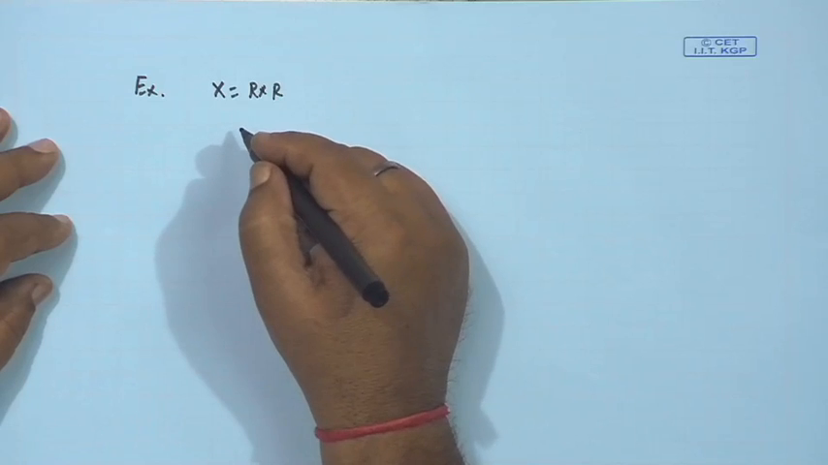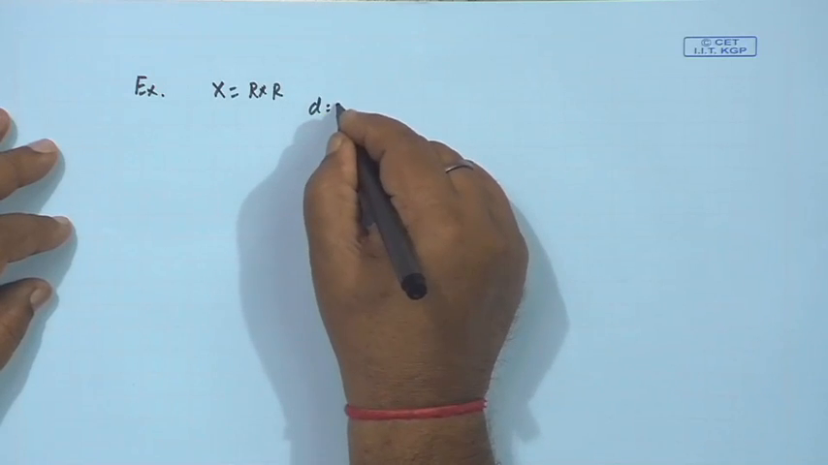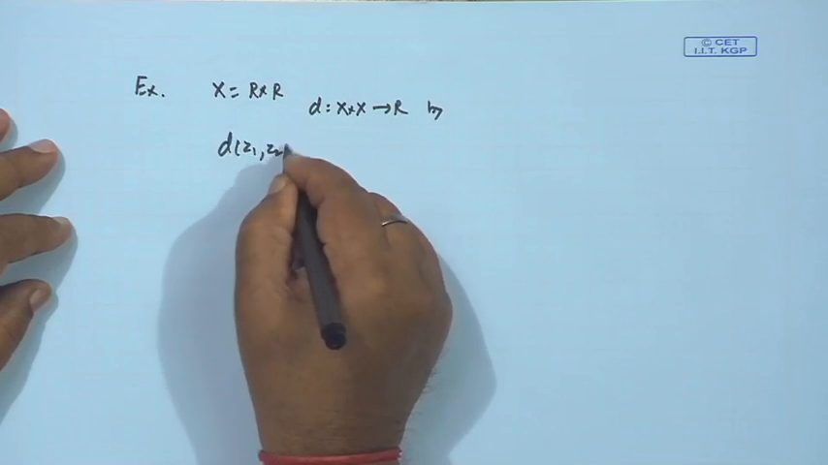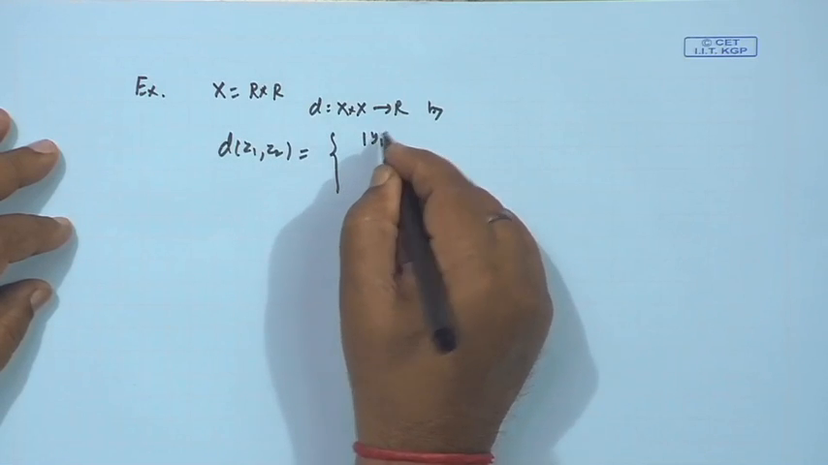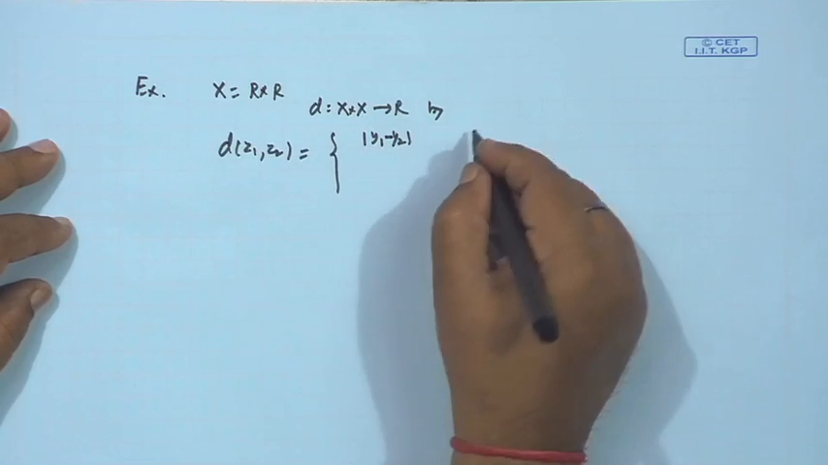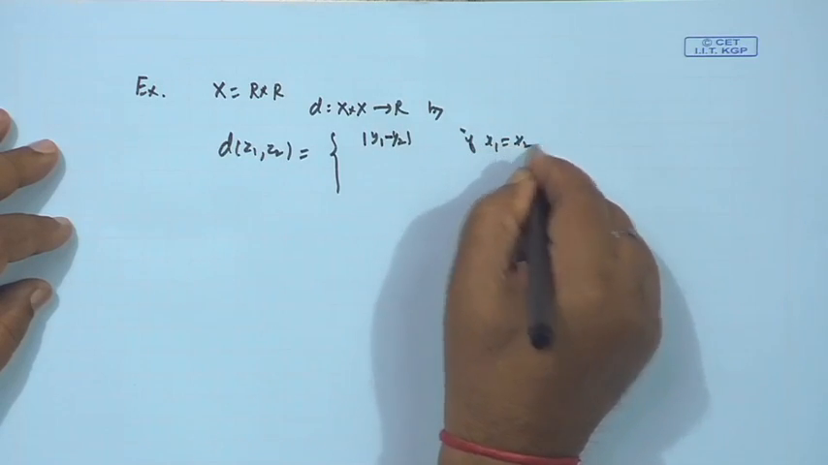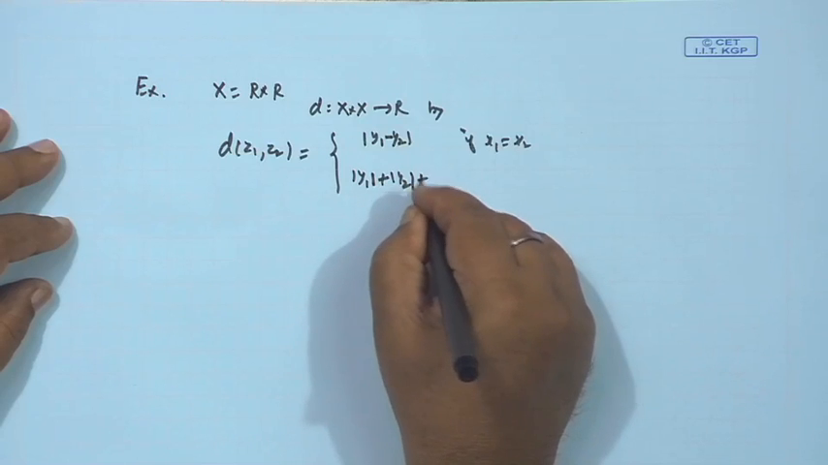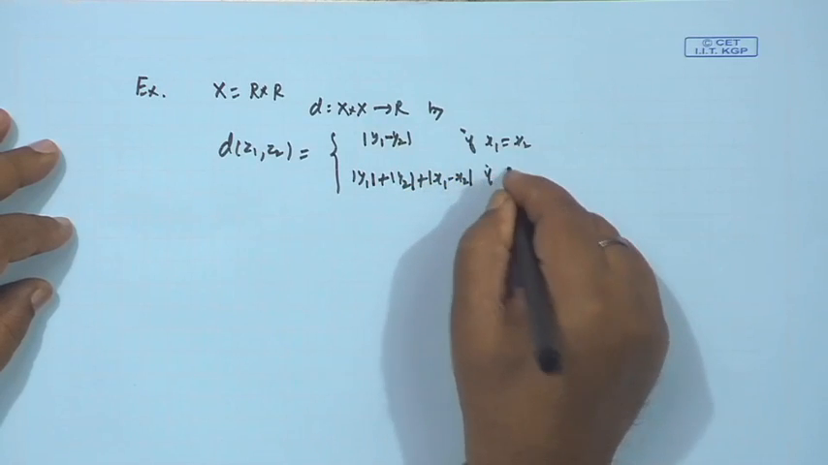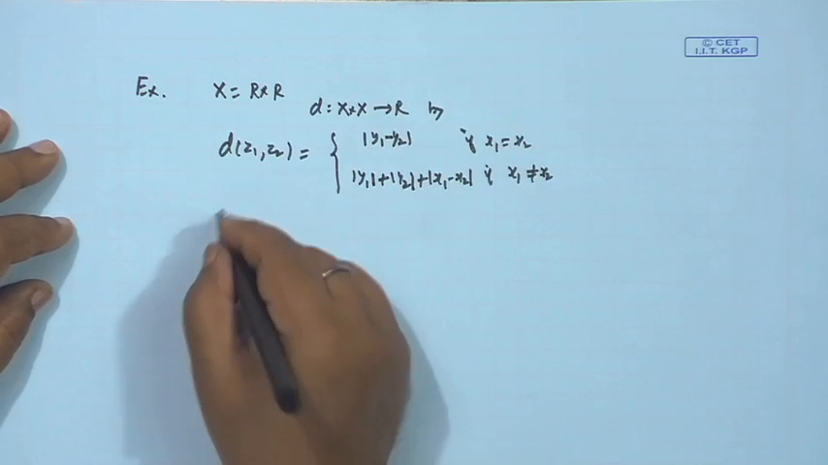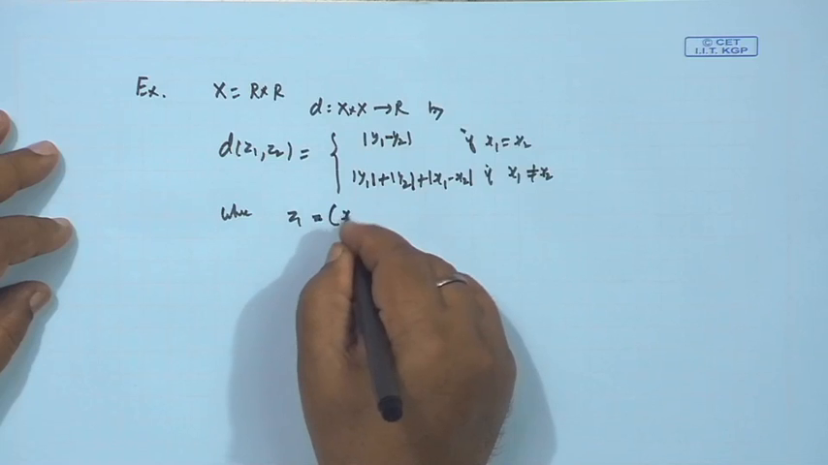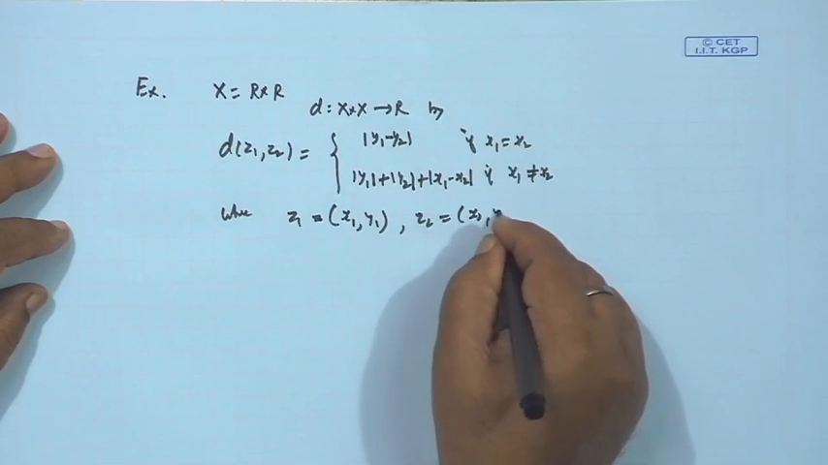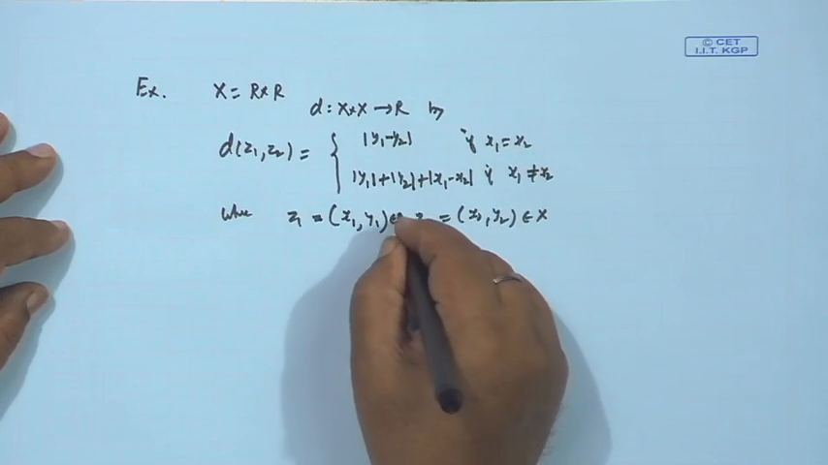This is our space X, and the notion of the distance d defined on X cross X to R by d of z1, z2 is the length |y1 − y2| if x1 equals x2, otherwise |y1| + |y2| + |x1 − x2| if x1 is not equal to x2, where z1 is basically the point (x1, y1) belonging to X, and z2 is a point (x2, y2) belonging to X.